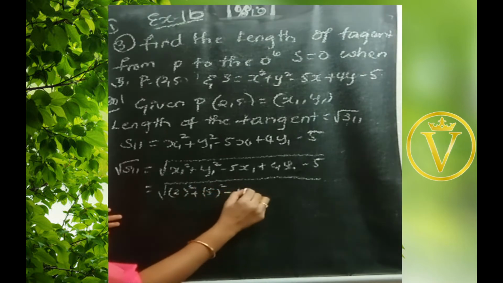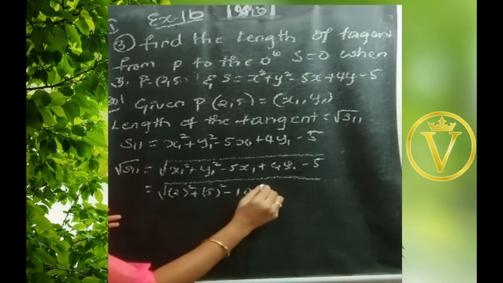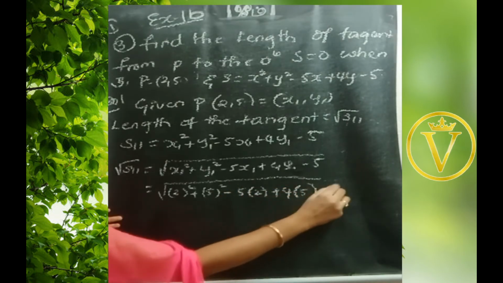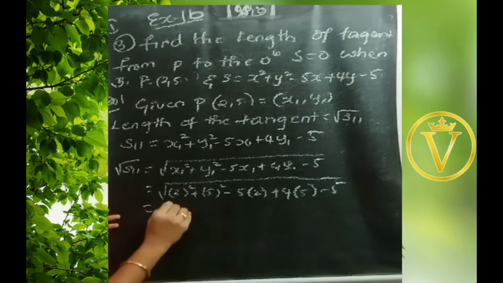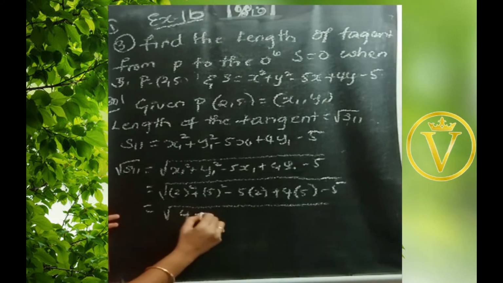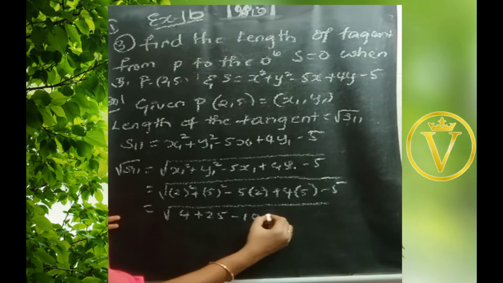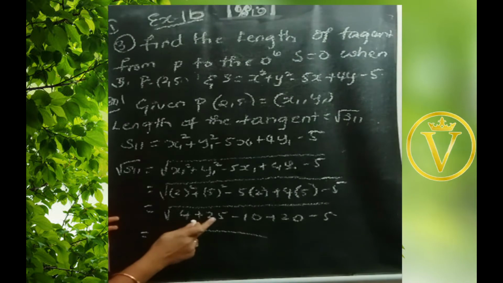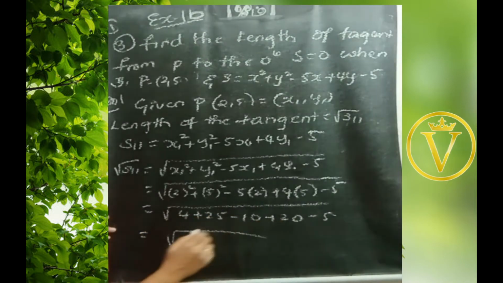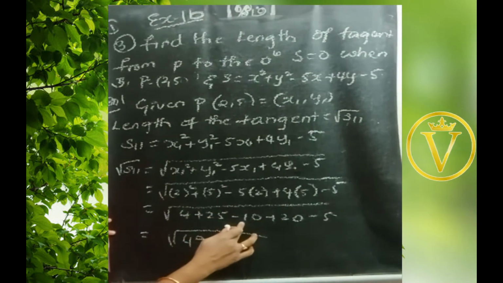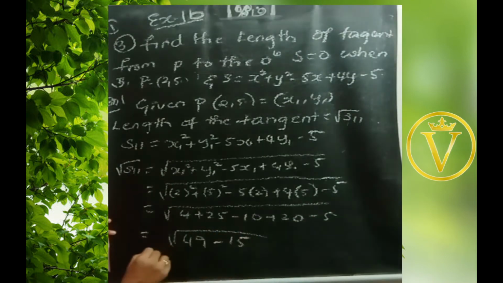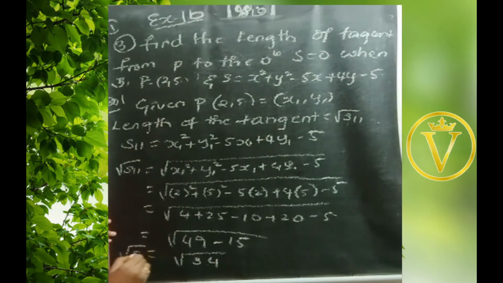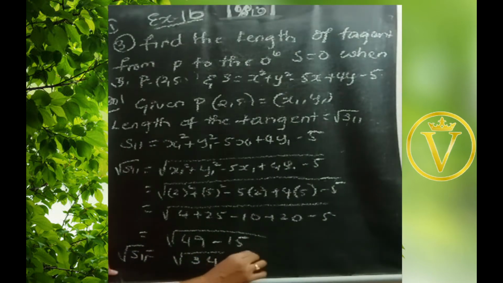So 2 square, 5 square, and 5 twos are 10. I will write it like this so you will not get confused. 4, 25 minus 10 plus 20 minus 5. So root of 25 plus 4 plus 20 is 49, minus 10 minus 5 is 15. So 49 minus 15 is 34. So root S11 is root 34.